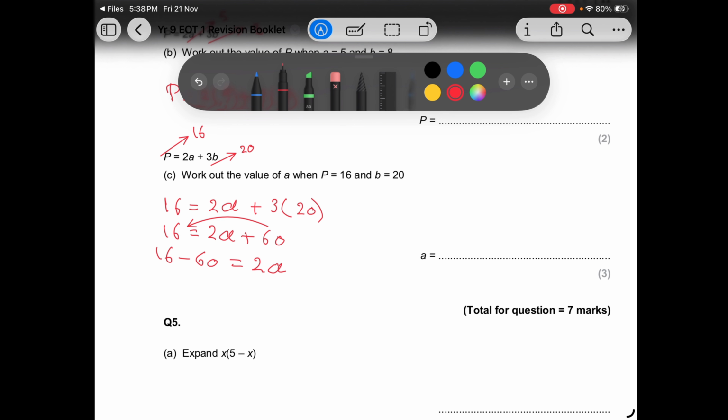16 minus 60 is, so it's minus 44. Minus 44 equals 2a. Then you can divide by 2 both sides. Then you have a equals minus 22.